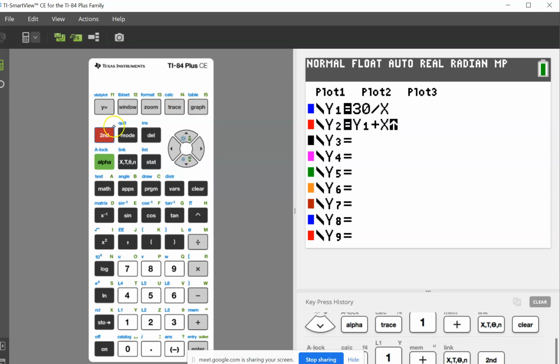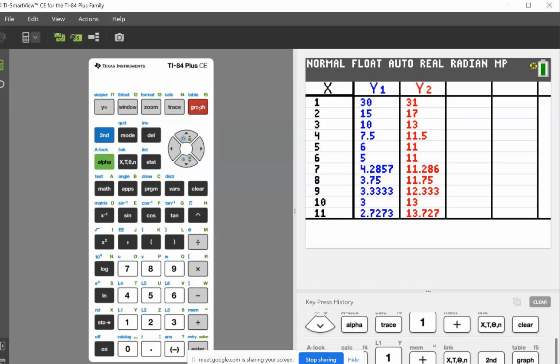Second, what we're going to do now is second, and then the button that says graph, we're activating the table. So second table, please leave your cursor in the first column. We're going to let our eye go to the third column and look for that B. The middle number was 13.